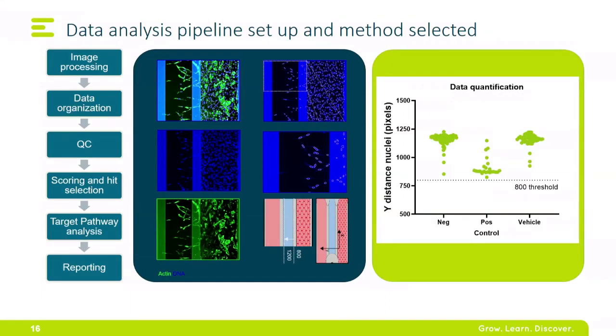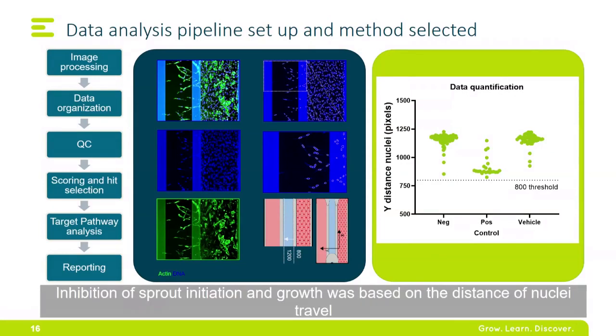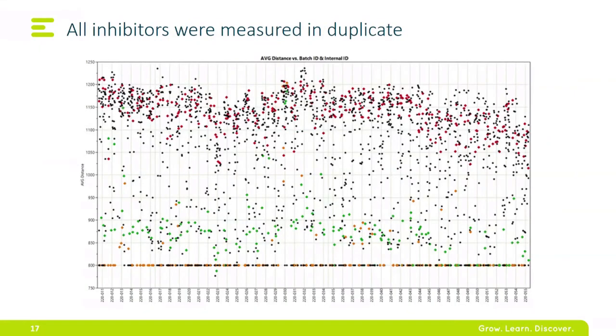So there's data quantification. You, of course, figure out your window, right? So there's the negative controls and your positive controls, and then you want to figure out what your vehicle is. We could inhibit those sprouts with the positive controls, so that's nice. And then we started screening.